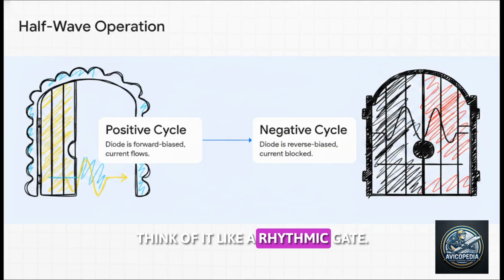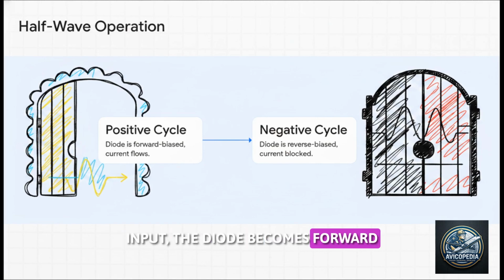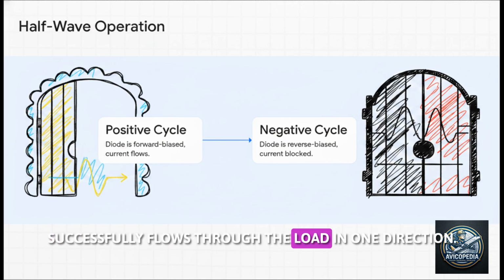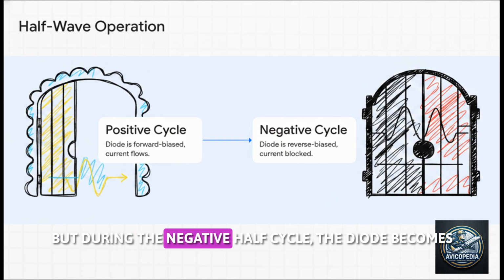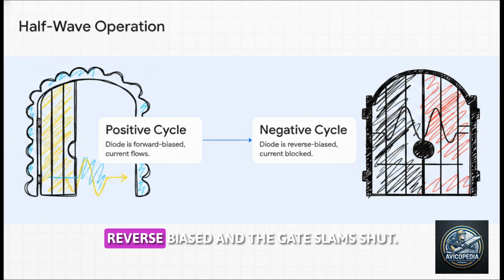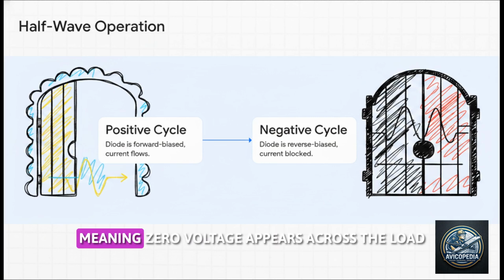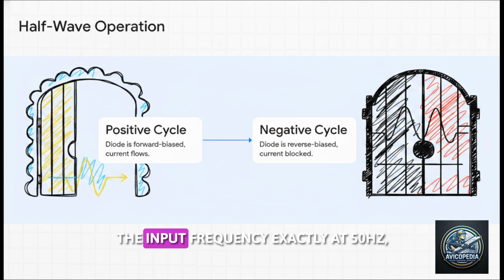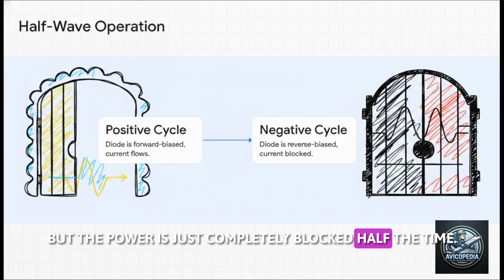Think of it like a rhythmic gate. During the positive half cycle of the AC input, the diode becomes forward biased. The gate opens up, and current successfully flows through the load in one direction. But during the negative half cycle, the diode becomes reverse biased, and the gate slams shut. No current is conducted, meaning zero voltage appears across the load. Because it only lets that positive half through, the output frequency matches the input frequency exactly at 50 Hz, but the power is just completely blocked half the time.